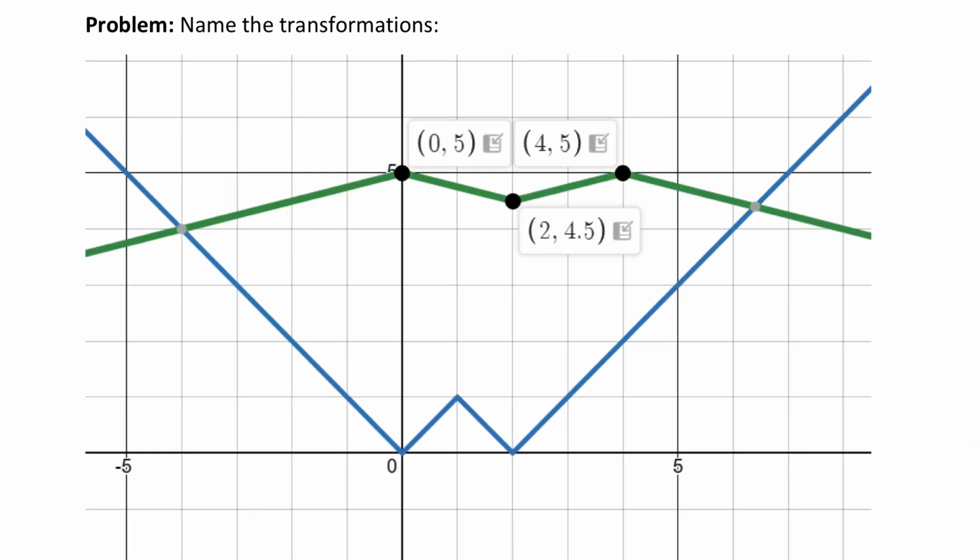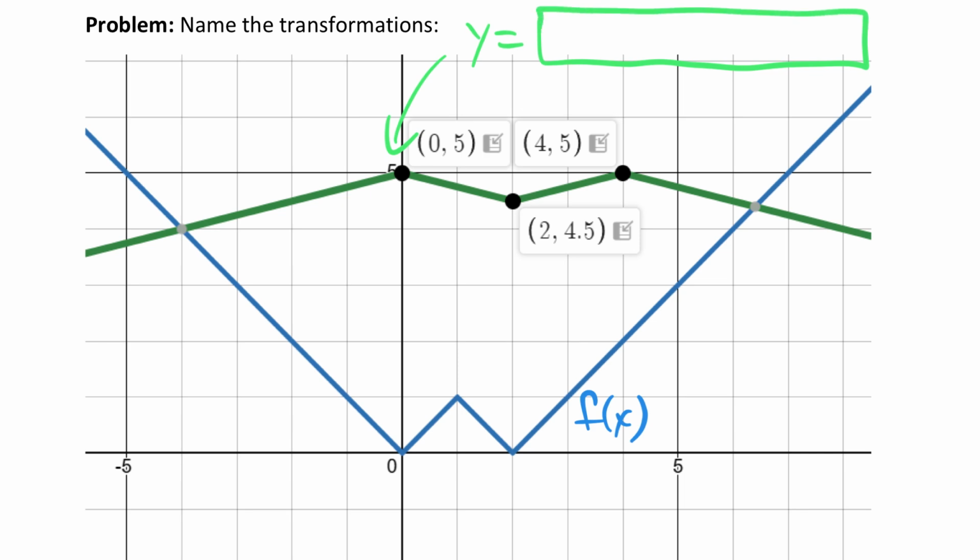All right, here's one more for you to try. Again, we have the initial graph here, and we're looking for some transformation equation for the green graph. So pause the video and give it a try.